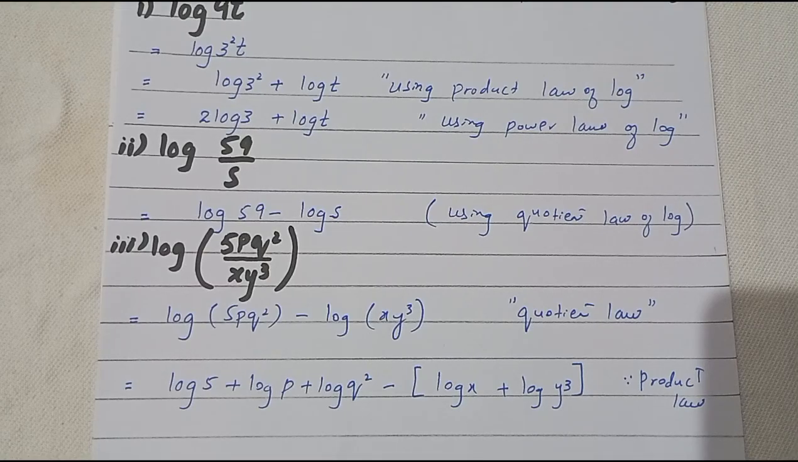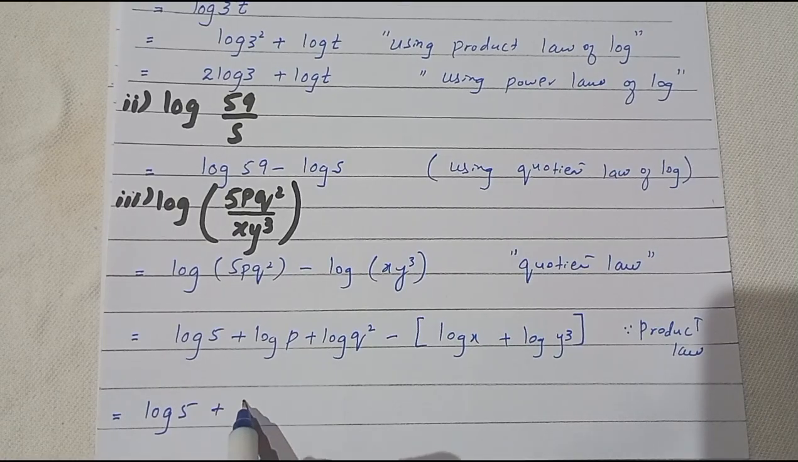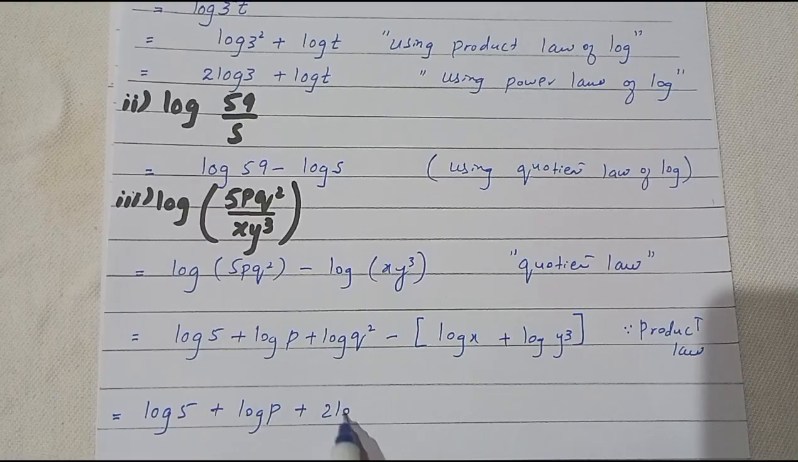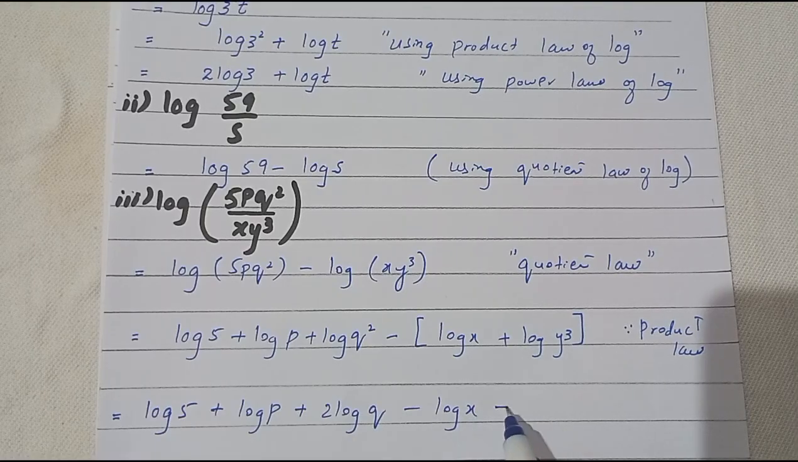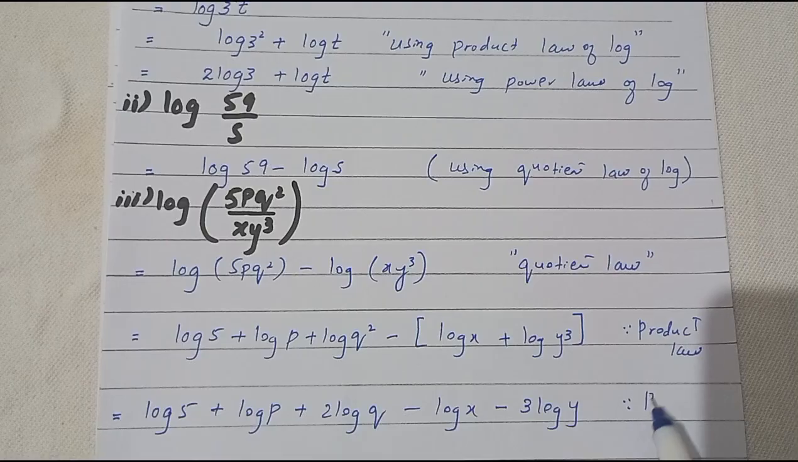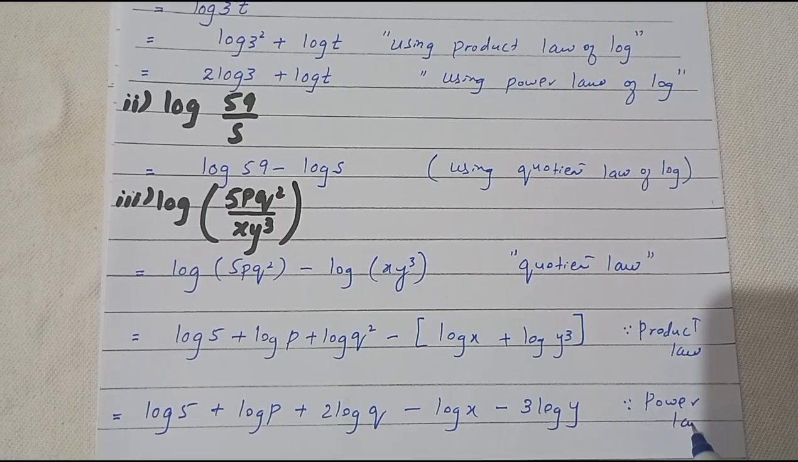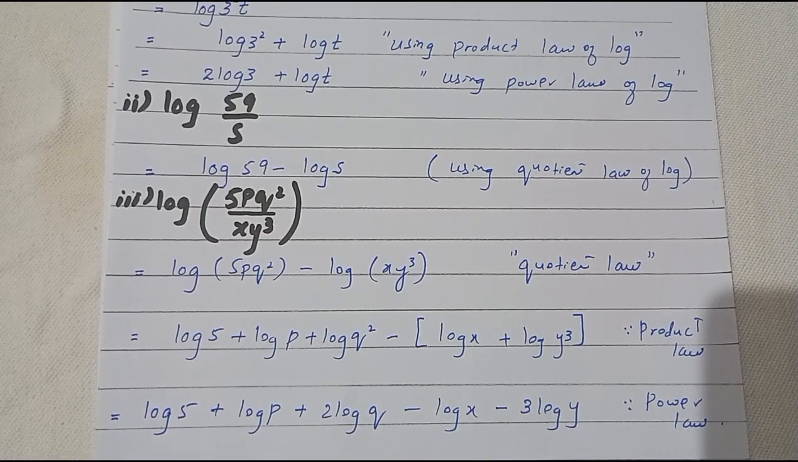Now using power law of log, these powers come at start, square and cube. So write the remaining terms same. Log of p, and by using power law it becomes 2 log of q. Applying minus on all terms, this is log of x, and it becomes 3 log of y. Power law. So this is the final answer.